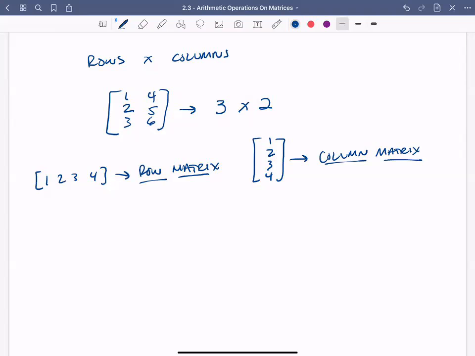Next, we have what we call a square matrix. A square matrix is where your number of rows is the same as your number of columns. So we say like a 2 by 2, so it has 2 rows, 2 columns. 3 by 3, 3 rows, 3 columns. 4 by 4, and we keep going.